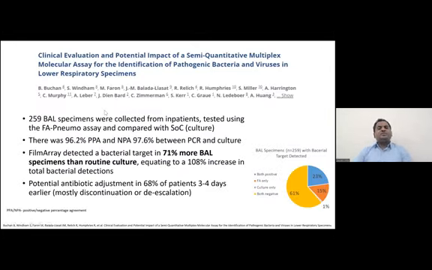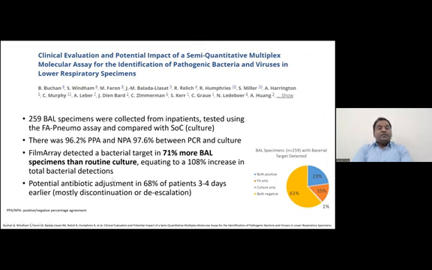So this was a study which looked at the clinical evaluation and potential impact of a semi-quantitative multiplex molecular assay for the identification of pathogenic bacteria and viruses in lower respiratory specimens. In it, 259 BAL specimens were collected and tested using this pneumonia panel as compared to the standard of care. There was a 96.2% positive percent agreement and 97.6% negative percent agreement between PCR and culture.